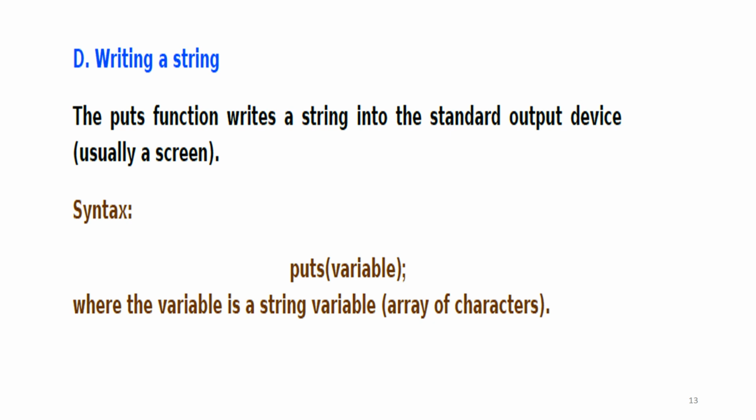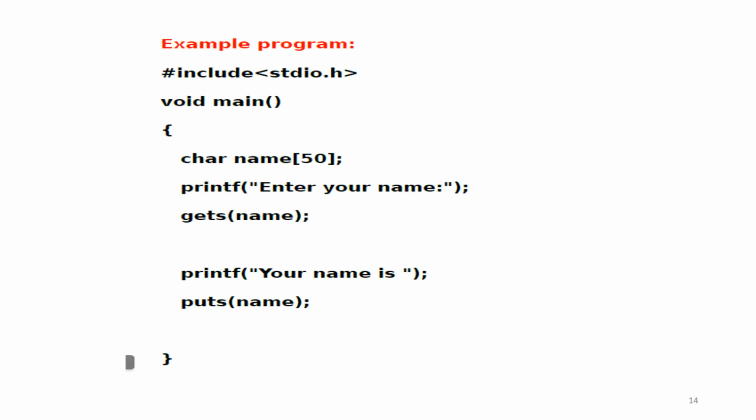String variable, you know, the array of characters. This is an example program that takes your name using the gets function and displays your name using the puts function. Here a character string variable name of size 50 is declared, and the parameters of both functions are the string variable name.